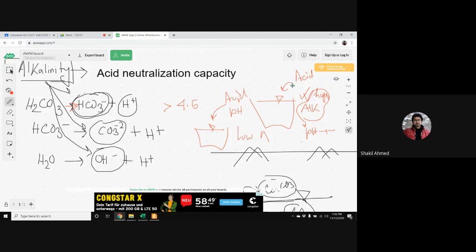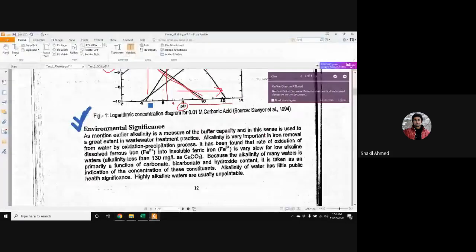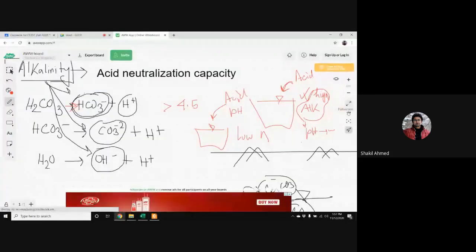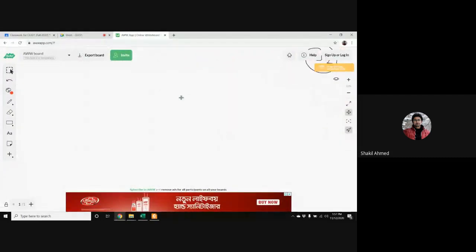But that's why you need a lot of acid to change the pH. It tries. As mentioned earlier, alkalinity is very important in iron removal from water by oxidation precipitation process. Iron removal, this is very important. For example, do you know how we remove iron?